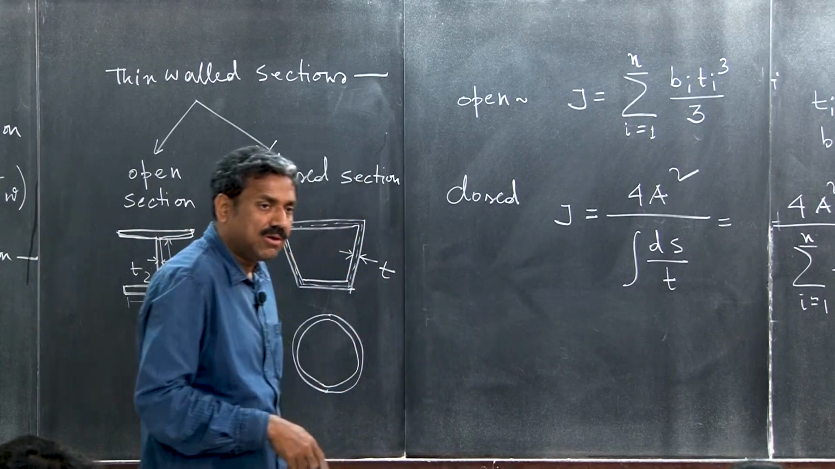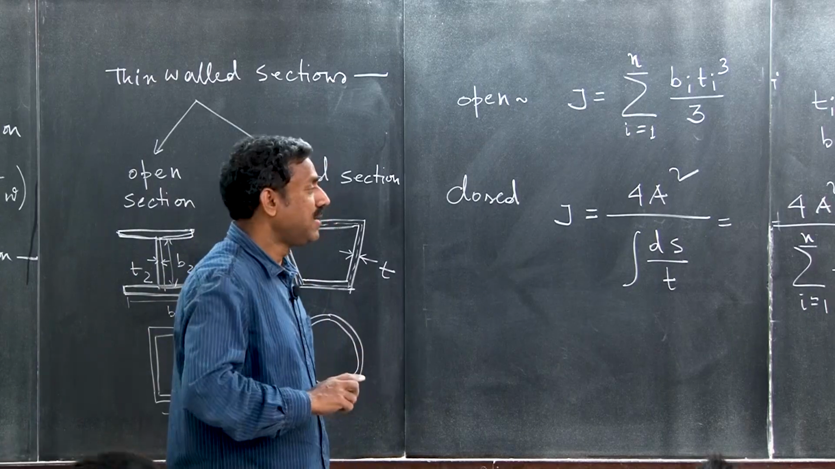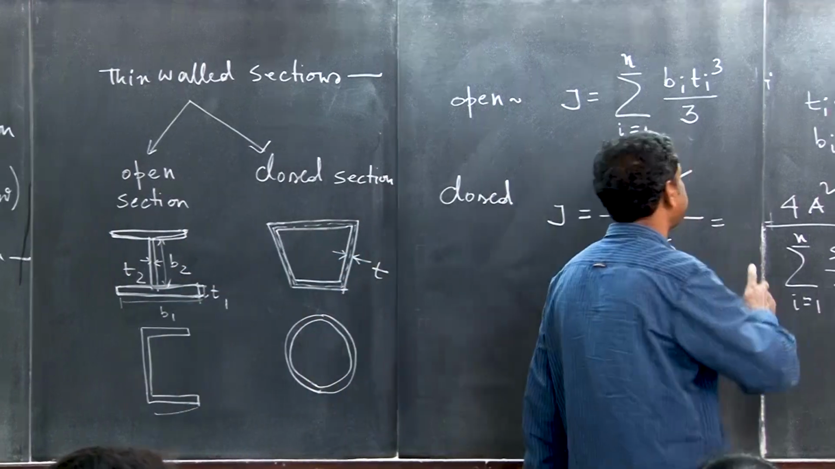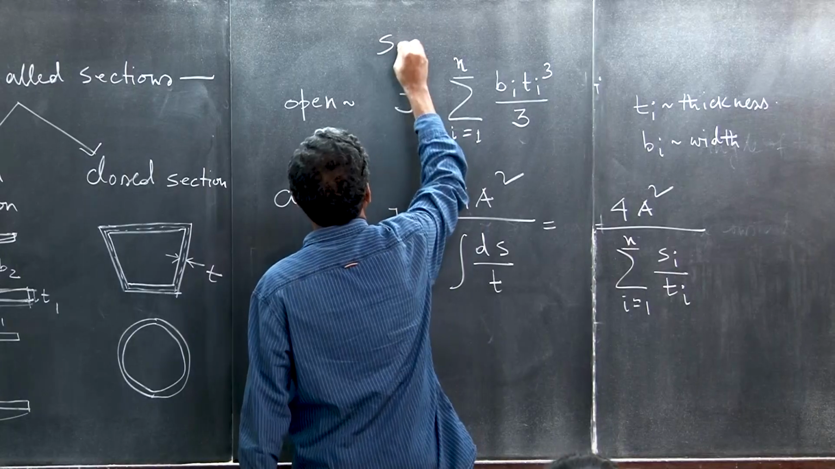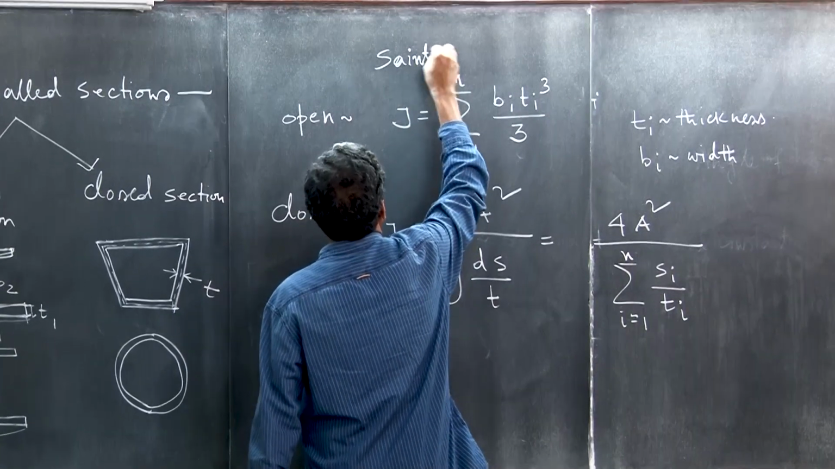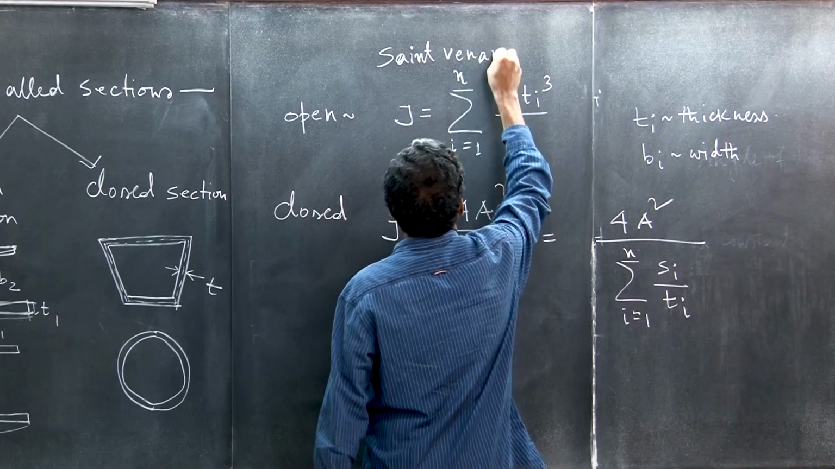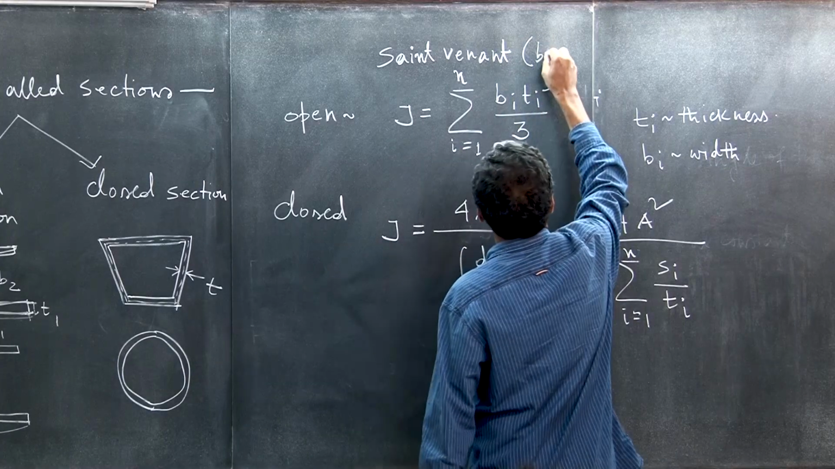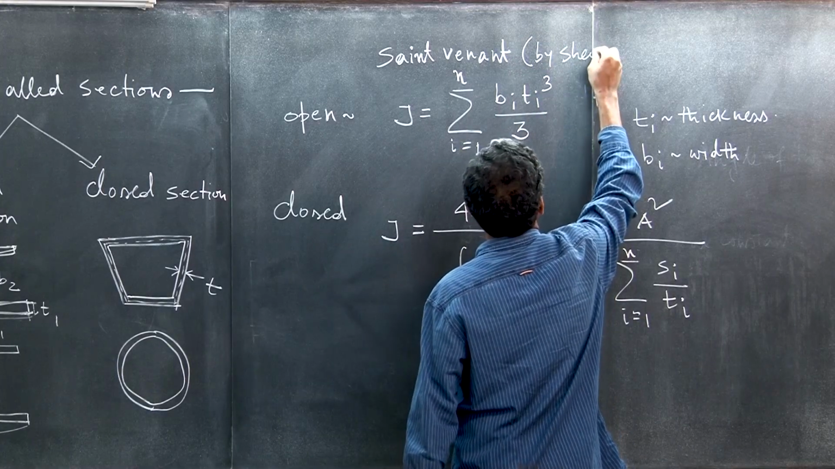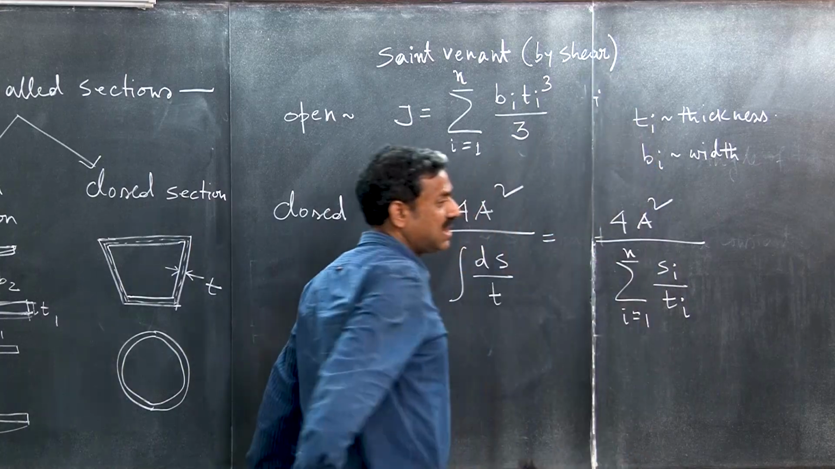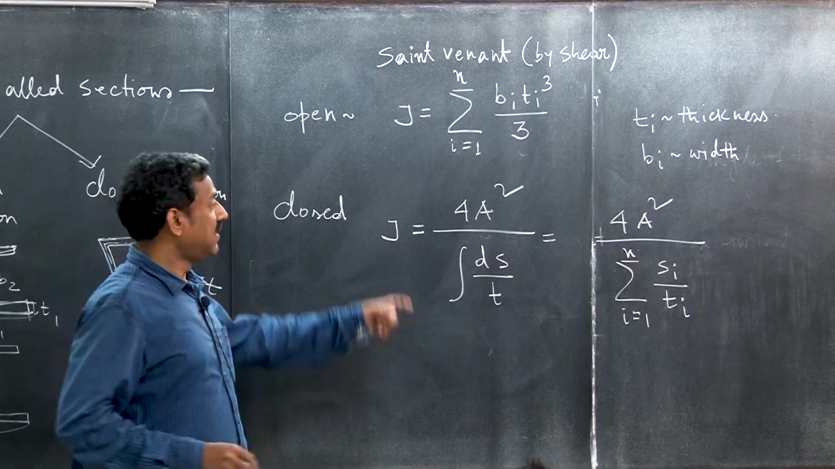Now what about warping? The warping constant I will come to later. Please note that for the open section, this one is for the Saint Venant component, that means the one contributed by shear, which is resisted by shear between the different cross sections.